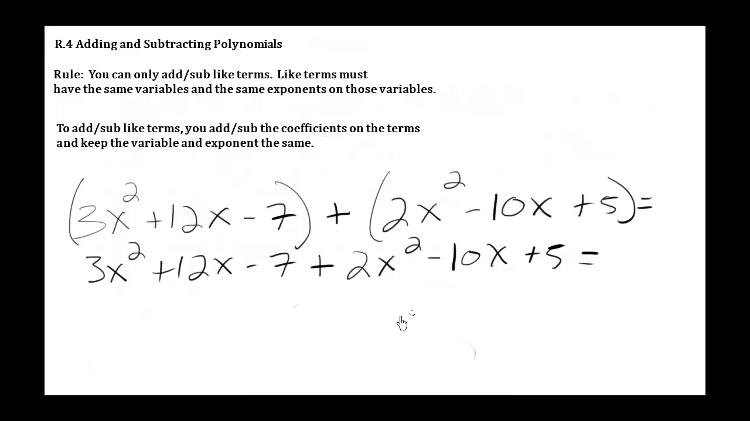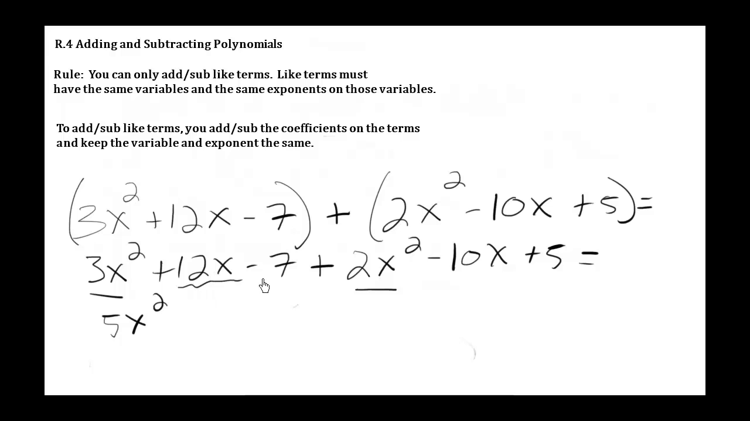And now we combine like terms. Here's two sets. I have 3x squared and 2x squared. These are like terms. They have the same variable. They both have an x and it's squared. So to combine them, we're going to add their coefficients together. So I get 5x squared.